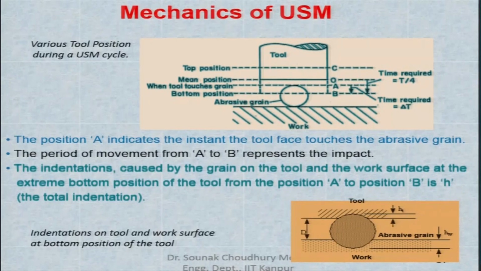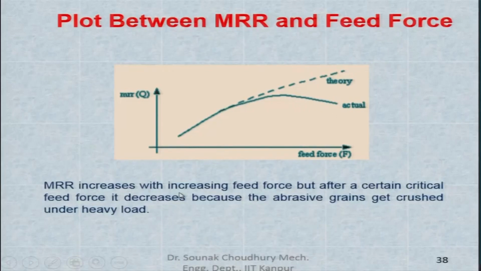But as it increases beyond a certain level, the force on the grain is so high that the grain may crush. In that case, its impact capability decreases, meaning it will not have a proper impact and will not remove the material. This is the curve that actually happens. So, MRR increases with increasing feed force, but after a certain critical feed force, let us say in this case somewhere here, it decreases because the abrasive grains get crushed under the heavy load, since the feed force has become too high.